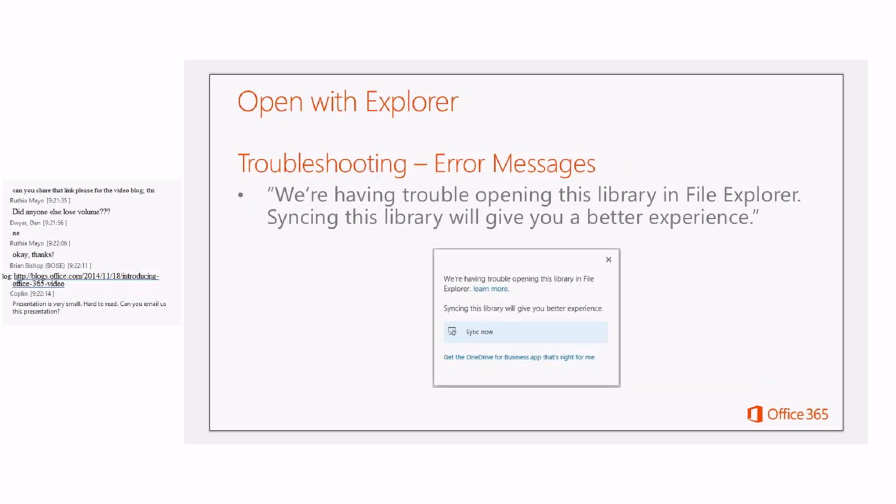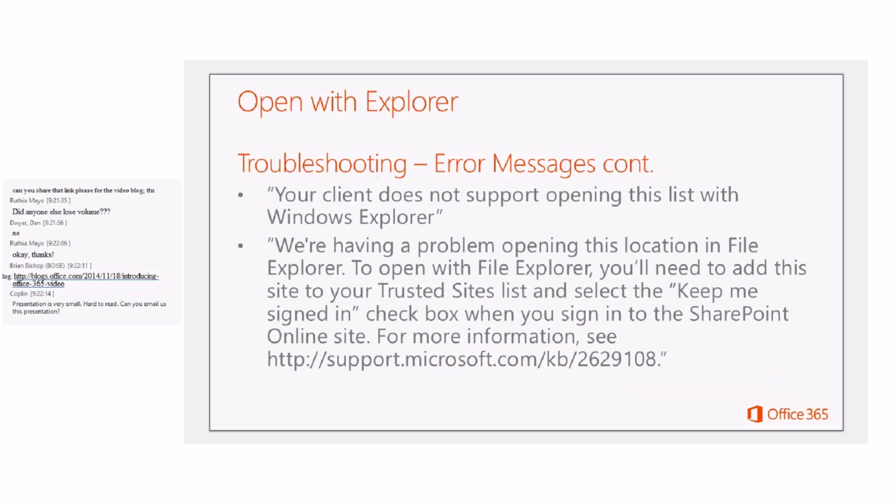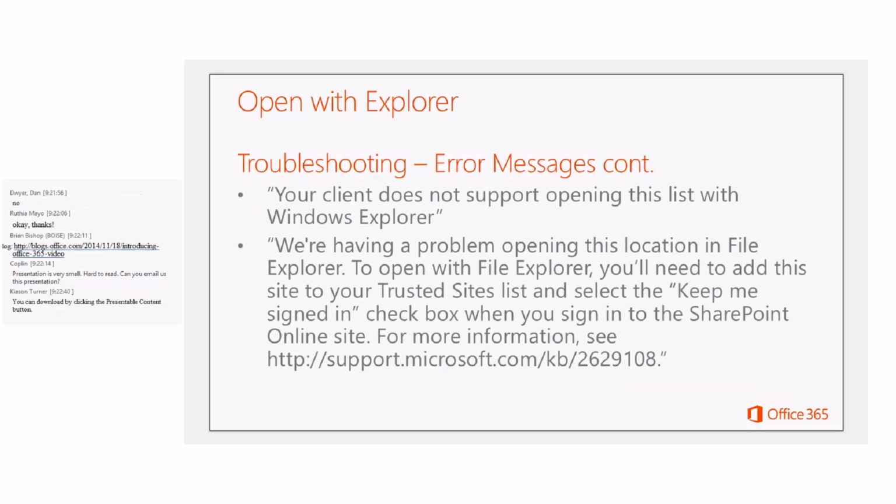In this case, though, let's say we want to continue and use the Open with Explorer functionality for the purpose of this demo here. Some other error messages you may receive right after clicking that button are: your client does not support opening this list with Windows Explorer, or we're having a problem opening this location in File Explorer. To open this with File Explorer, you'll need to add this to your trusted sites, keep me signed in, and when you sign into your SharePoint site. It does reference a KB article there as well. Note that all of the steps we're running through in this specific issue are available in that KB article and listed.